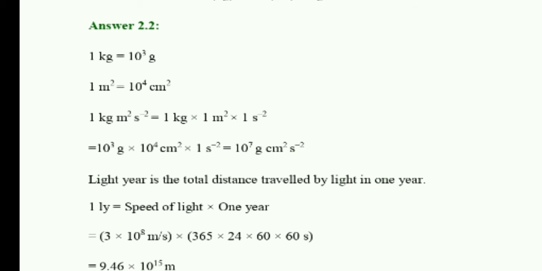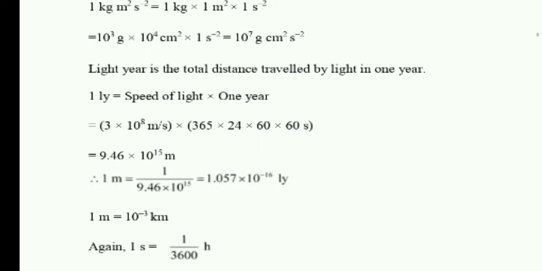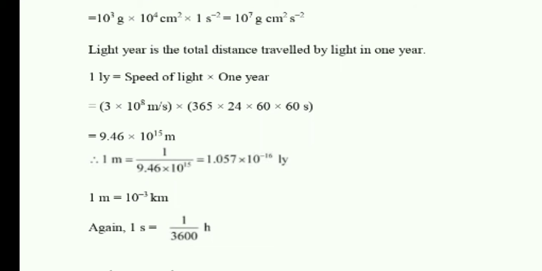Now the second part, light year. Light year is the total distance traveled by light in 1 year. That is, 1 light year equals speed of light into 1 year. The speed of light is 3 into 10 to the power 8 meter per second. And convert 1 year into seconds, that is 365 into 24 into 60 into 60. Now, after simplifying these quantities, we get 9.46 into 10 to the power 15 meter.